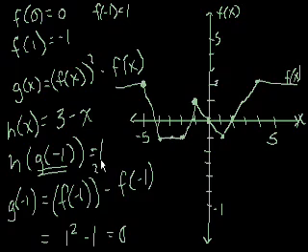So this is the same thing as h of 0, right? Because g of negative 1 we just figured out is 0. H of 0, we just take that 0 and substitute it here. So it's 3 minus 0, so that just equals 3. And we solved the problem.